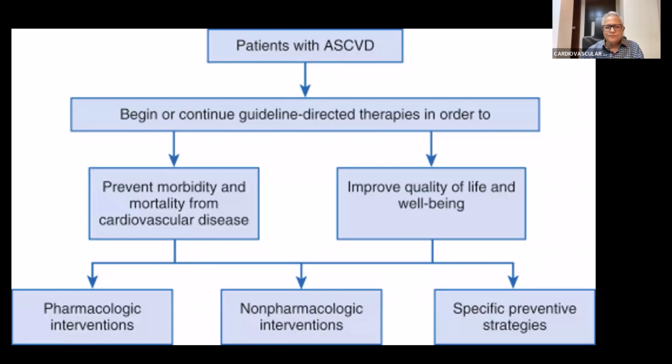And we have two aims with secondary prevention. One is to prevent morbidity, mortality of cardiovascular disease and improve quality of life. And we have three ways to manage it. One is pharmacological intervention, non-pharmacological intervention, and specific preventive strategies. All these three are very important, but today we are going to discuss pharmacological intervention in terms of lipid lowering and antithrombotic effect, how it lowers the secondary events.